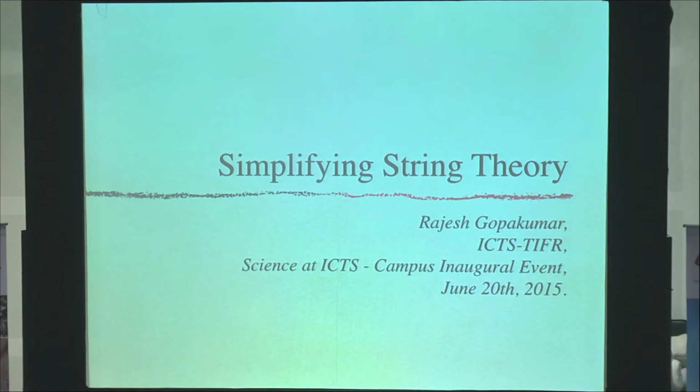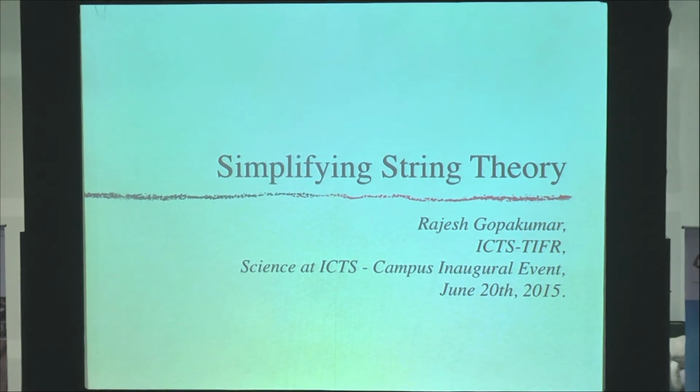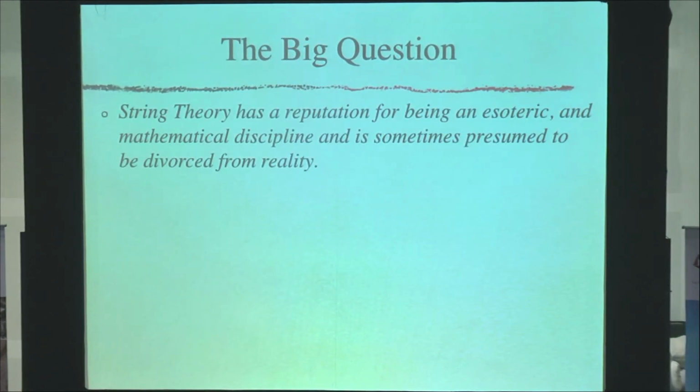But as the spirit of this meeting, now on to the science, right? Simplifying string theory. Well, string theory, I hope not in the present audience, but at least in general, has a reputation for being an esoteric and mathematical discipline, and present company excluded, many people presume it's divorced from reality. So what's the big question that string theorists face? At least this is one of the questions I face. So how many dimensions do you live in these days? 10, 11, 26, and so on.